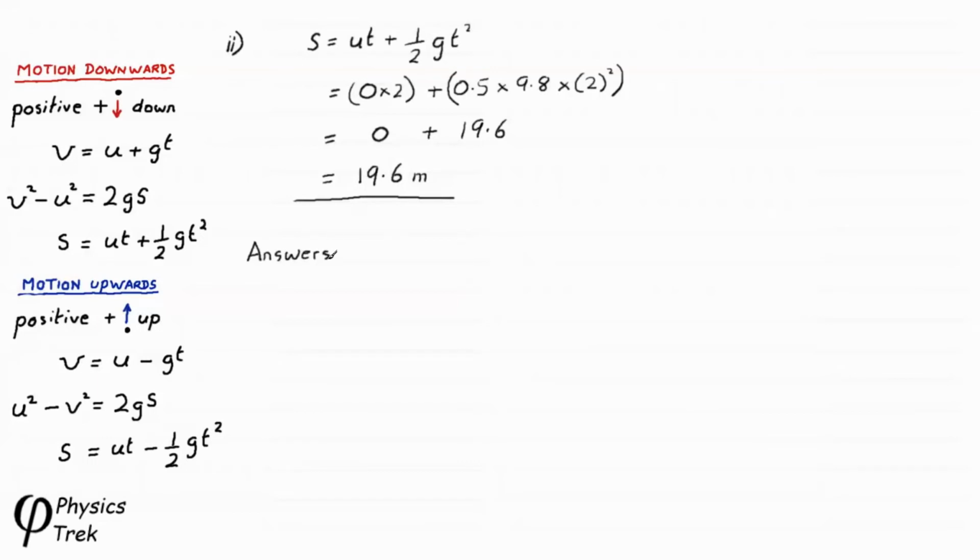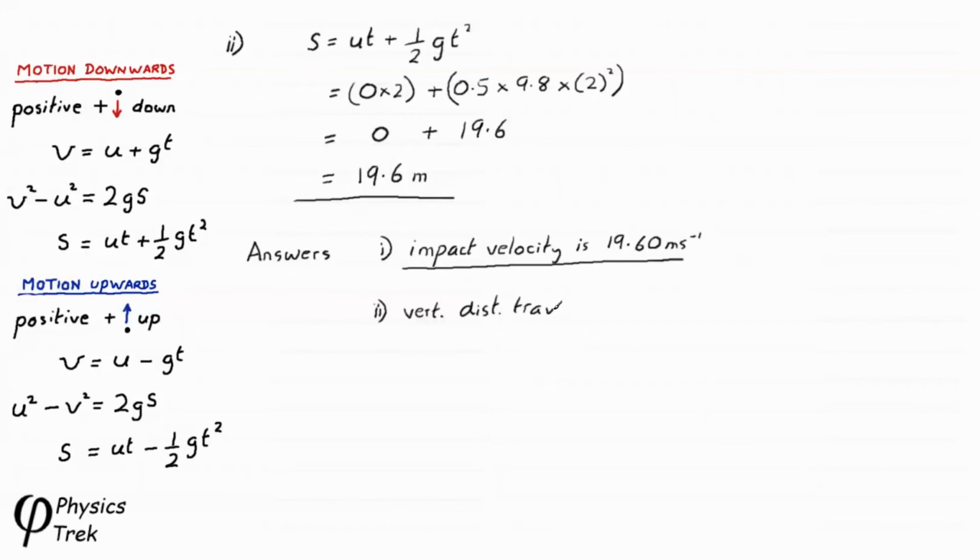Now to our summary. Okay, part 1, the impact velocity is 19.60 meters per second. And as we just worked out, part 2, the vertical distance travelled, in other words the depth of the well to the surface of the water, is 19.60 meters.